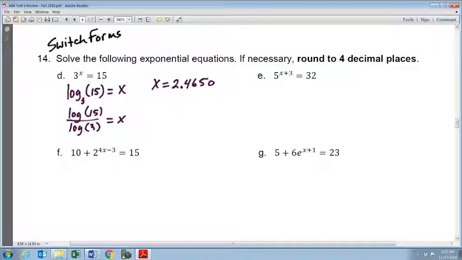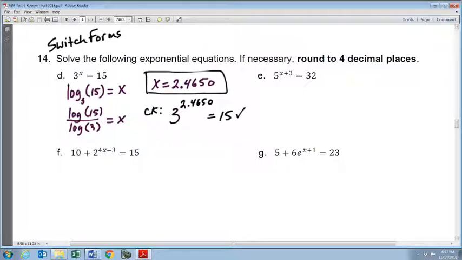And when you put that in your calculator, you should get 2.4650. And again, with these kinds of problems, especially with this type on this slide, these are super easy to check and know that you did them right. If you take 3 to this power, you should get 15. And if you check that, it does work. And so that is the correct answer there. So on E, F, and G, you're going to do the same thing.